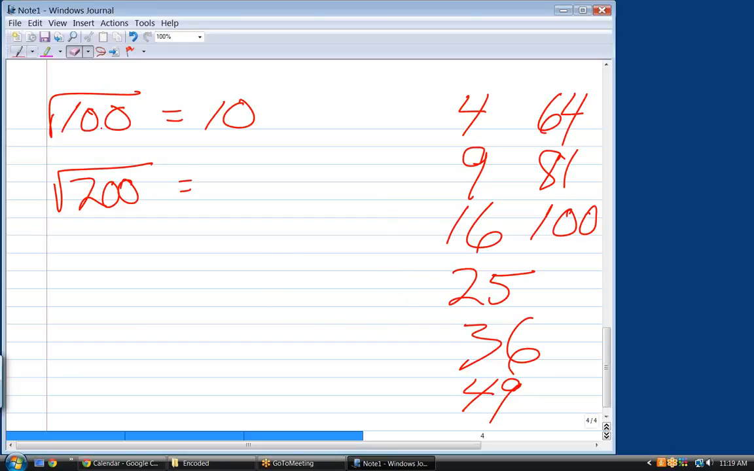100. So it's the square root of 100 times the square root of 2. These two numbers still have to multiply to this number, but now I can turn that into a 10 root 2.